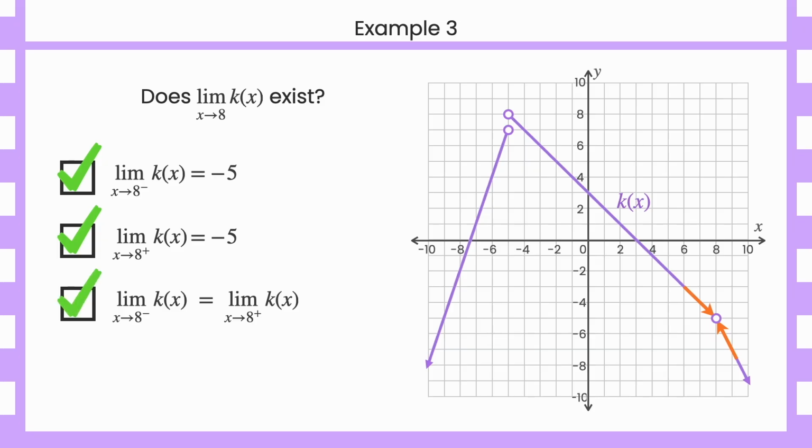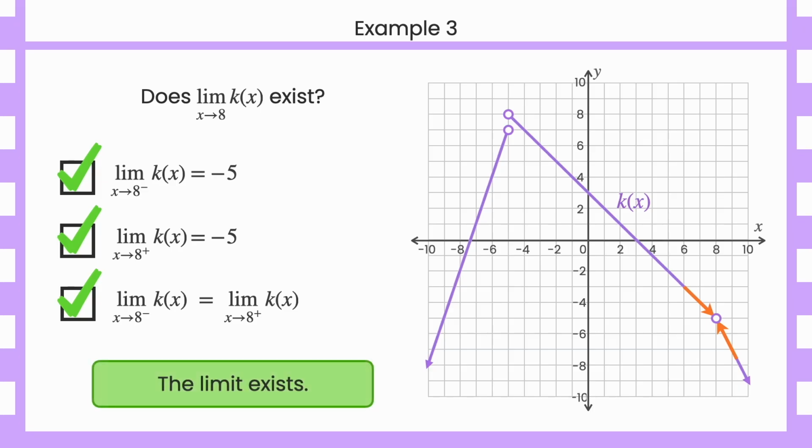Yes, the left-hand and right-hand limits are the same, so the limit of k of x as x approaches 8 exists. Remember that whether the function is or isn't defined at that x value doesn't actually affect whether the limit exists. When considering the limit, we just focus on what values the function is approaching. Good thinking. Let's keep going.